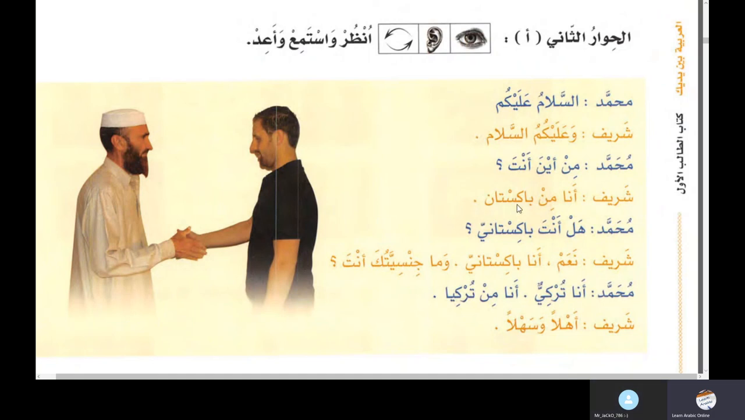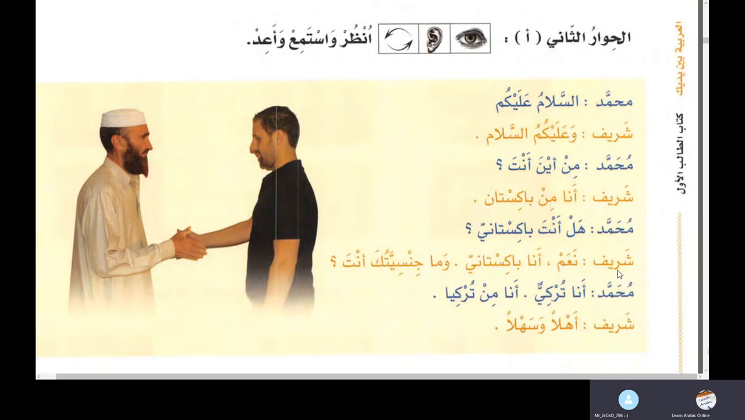And Pakistan is the name of a country. Do you know it? Muhammad, okay. Hal anta Pakistani? Hal is a word which is used for questions only. Its meaning in this sentence is are. And what is the meaning of anta? You. Pakistan is the name of a country and Pakistani means a Pakistani man. Or you can use it for nationality.